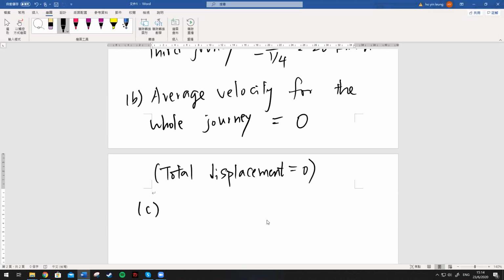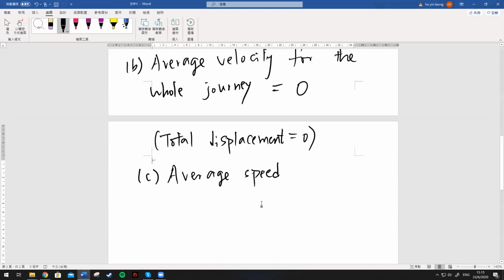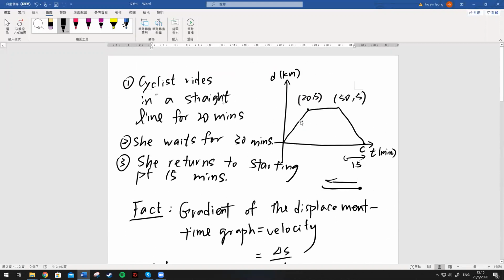So we want to find the average speed over the whole journey. Now for average speed, this time is not 0. Okay, because as I mentioned, speed is just distance over time, right? So distance does not have direction, so you don't have 0 speed. Okay, so this one, we really need to find the distance traveled by the cyclist.